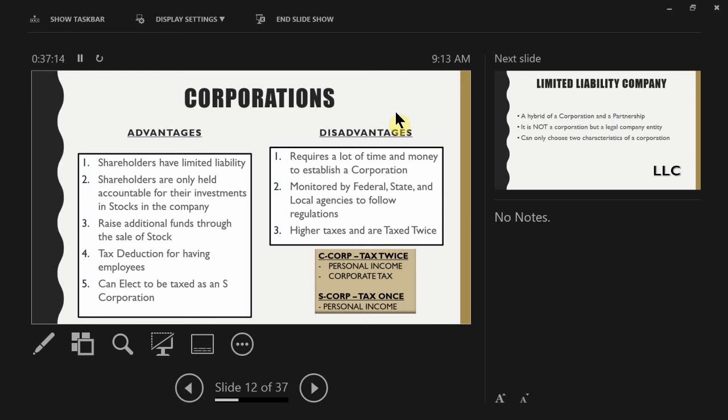Number 3 is being able to raise additional funds through the sales of stock. Corporations make money not only doing whatever primary activity they are, whether they're a retail store or not. So if they have a second profit center, which is gaining all the money through their sales, the best way that corporations actually do receive money is obviously selling their stocks.